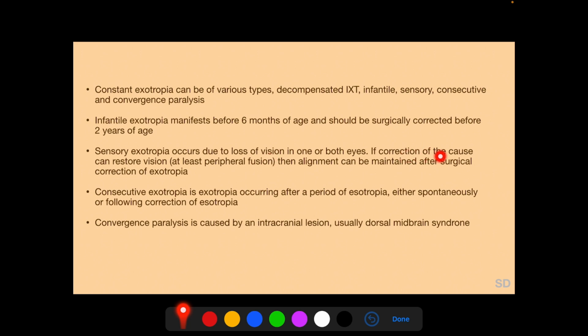If correction of the cause can restore vision, at least peripheral fusion, then alignment can be maintained after subsequent surgical correction of exotropia. Consecutive exotropia is exotropia occurring after a period of esotropia, which can occur either spontaneously or much more commonly following surgical correction of esotropia. Convergence paralysis is usually caused by an intracranial lesion, usually dorsal midbrain syndrome.